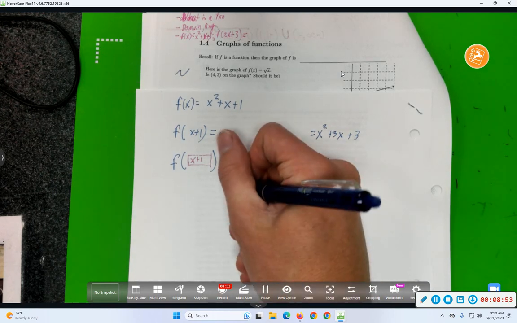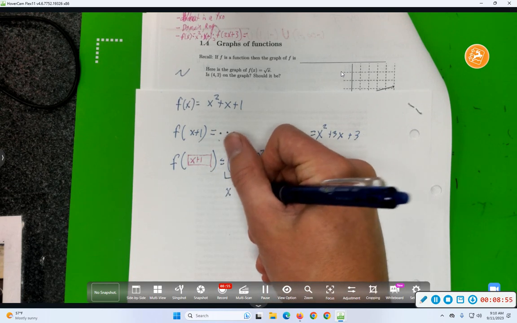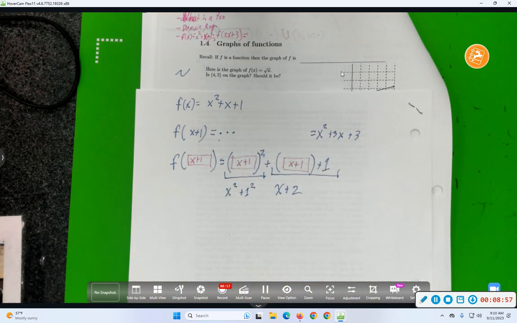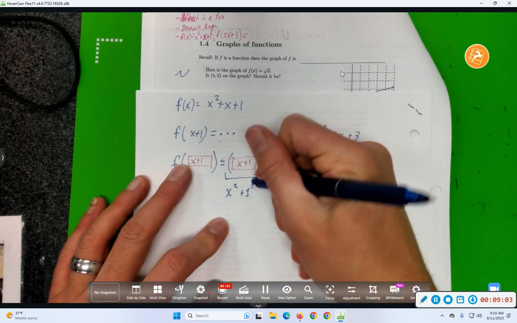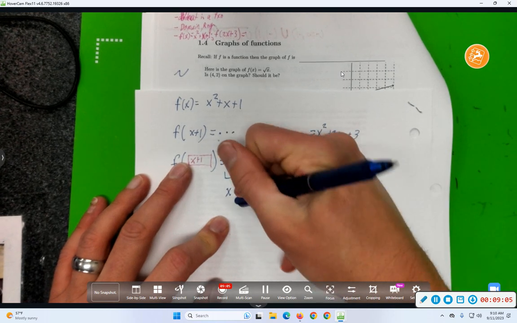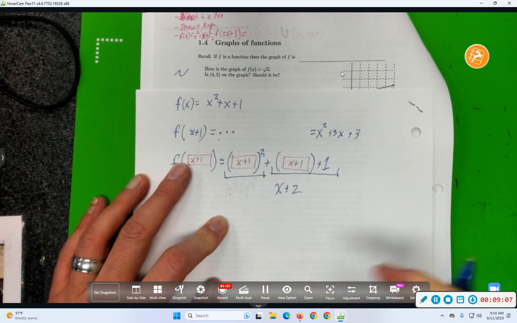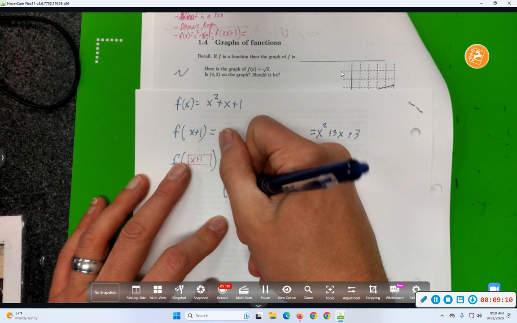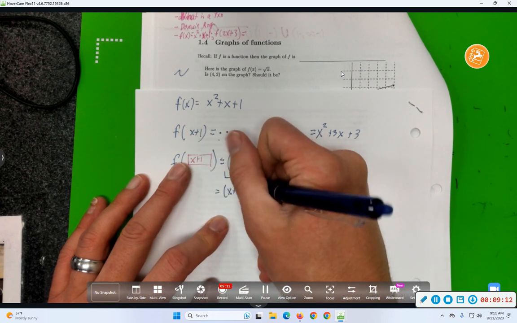How many people, if they saw this, would tend to want to write that down? Okay, good, because that is incorrect, right? And even if you know it's wrong, that's an easy mistake to make. Squaring doesn't distribute nicely over addition, because what does squaring mean? It means you multiply the thing by itself.